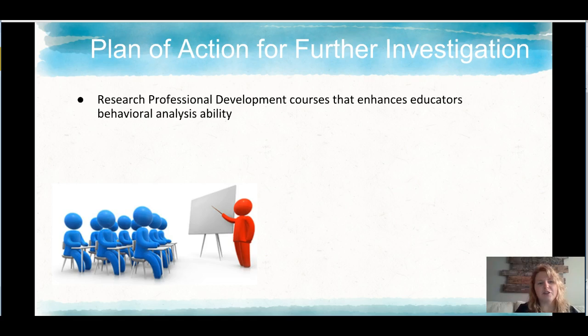So I believe it should be further investigated, with research and professional development courses that enhance educators' behavioral analysis ability. That way they understand and can see these different behaviors, but also learn in that development course what rules and regulations they fall under for their protection. They need to know that the school is on their side, that the principal, the other teachers, and the parents are, but they can also protect themselves. And by protecting themselves, they can protect other students as well.